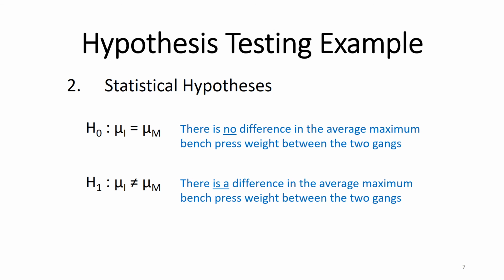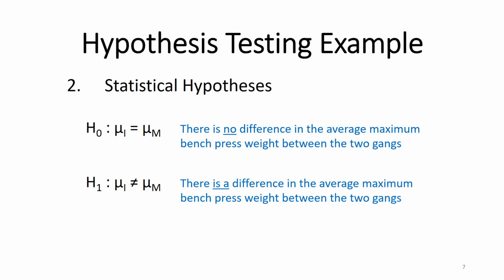So I'm saying that the mu for the innocents, and that's why I put a little I, so you know which group I'm talking about, equals mu for M, the meatheads. If there is no difference in the average maximum bench press weight between the two gangs, then there should be a zero difference between them. And that's why we have it as mu I equals mu M.